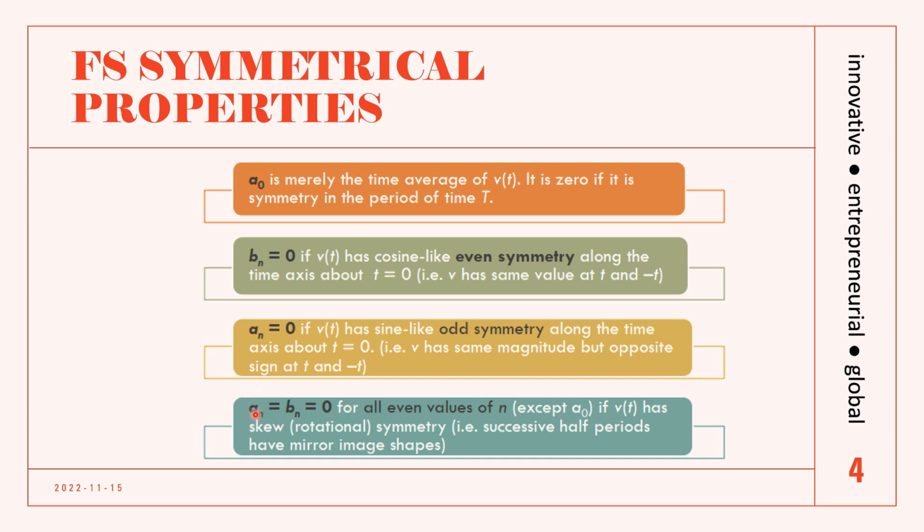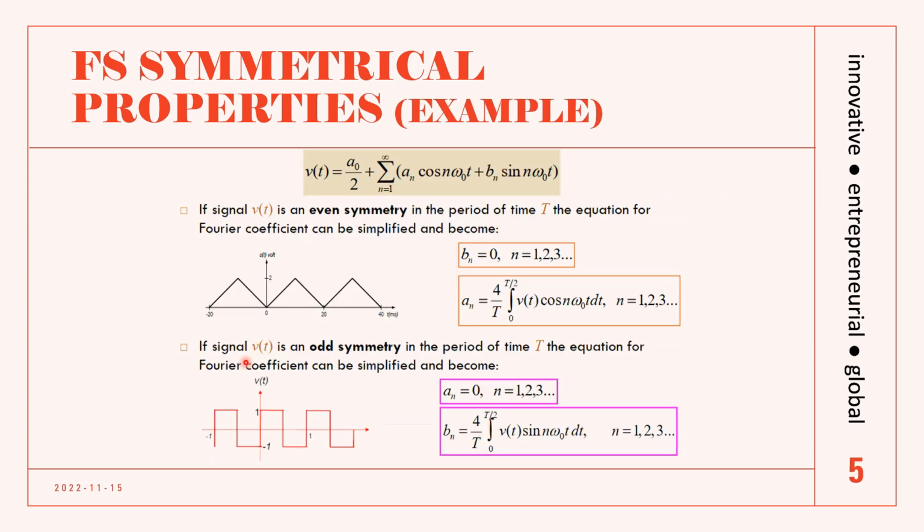If the value of an and bn, the coefficients of cosine and sine, are both equal to 0, then that particular signal has only even values of n, and you are going to have a skew or rotational symmetry. So you just need to go through and read these properties, and then you can straight away identify the properties of that particular signal by knowing the values of the coefficients, the bn and an values. Then let's proceed to the next.